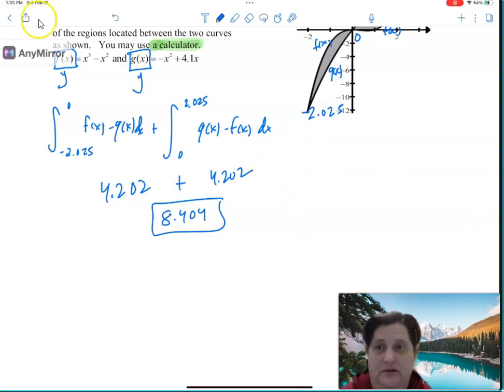Okay, that makes sense? Hopefully you guys are all good with that. Area under the curve is a pretty easy topic. Our next topic is a little more tricky.